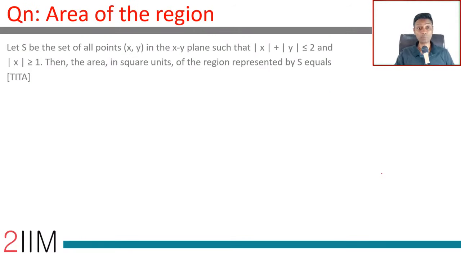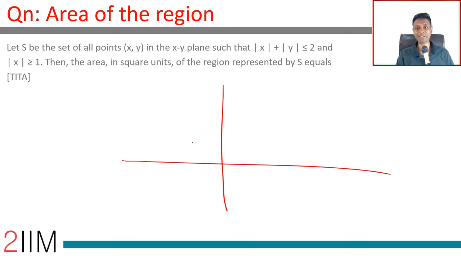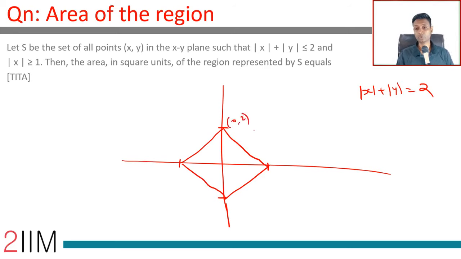Done. Let S be the set of all points (x, y) in the xy plane such that mod x plus mod y is less than or equal to 2. Wonderful. I know this shape, mod x plus mod y equal to 2. Put x equal to 0, y has to be plus 2 or minus 2. Put y equal to 0, x is plus 2 or minus 2. This region is bounded by straight lines through the points (0, 2), (2, 0), (0, minus 2), (minus 2, 0).